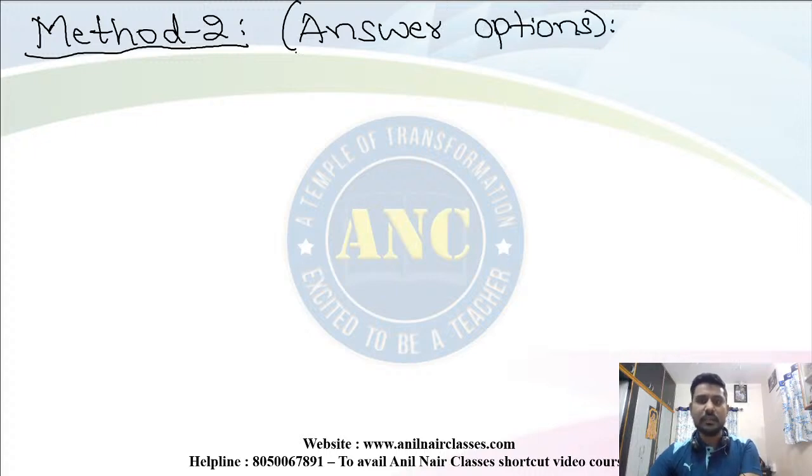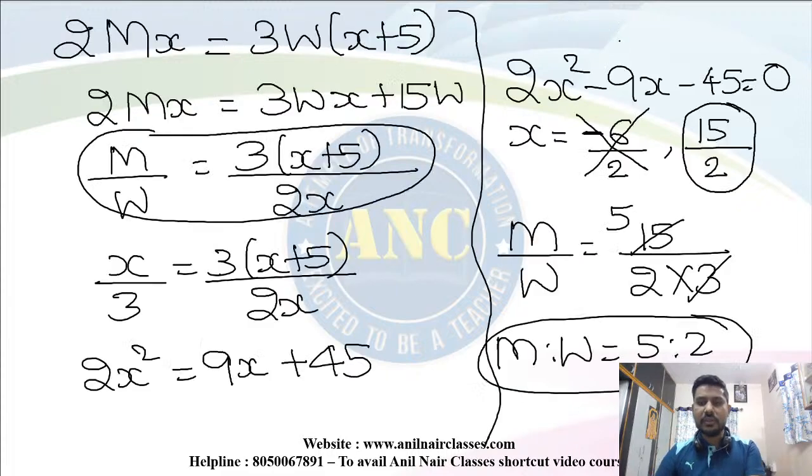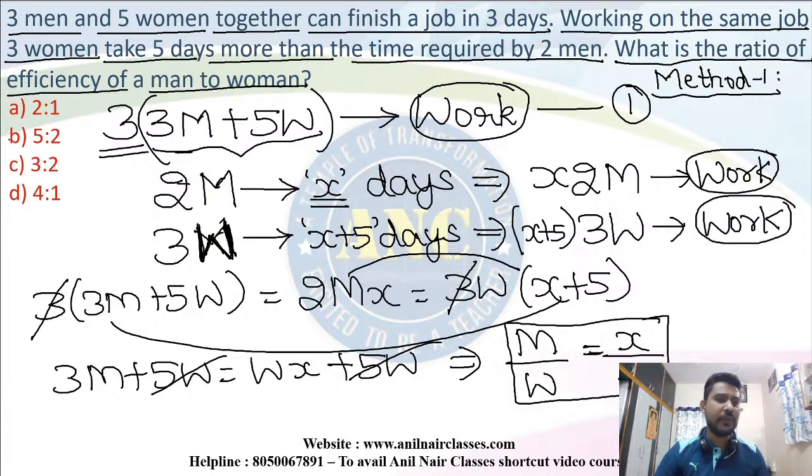Now, listen to this very, very carefully. I know that my correct answer is 5:2 for this question. I know that 5:2 is the correct answer, which is option B. And I also know that I need to check one by one, option A, option B, option C, option D, like that. But I do not want to waste time. I will directly jump onto the correct option and show you how you can cross check by using answer options rather than using method one by variable.